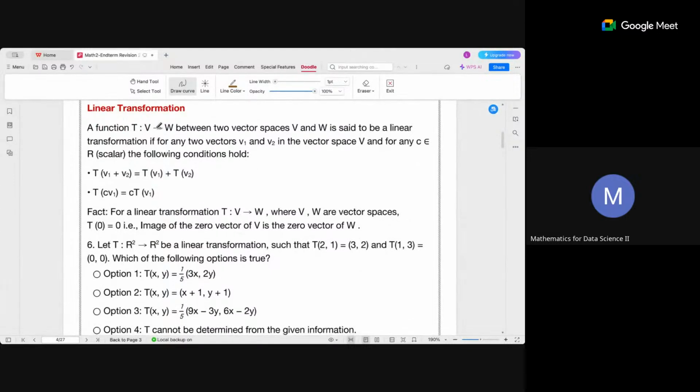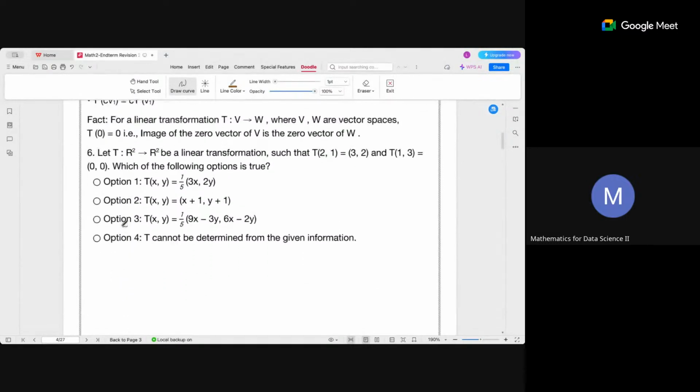So next, what is a linear transformation? For a function T from V to W, where V and W are vector spaces, if it satisfies these two conditions for any V1 and V2 and for any scalar C, then we say that T is a linear transformation. And what is an important property of a linear transformation? It always takes the zero vector of the domain to the zero vector of the codomain. So the image of the zero vector of V is the zero vector of W. This is always true for a linear transformation.